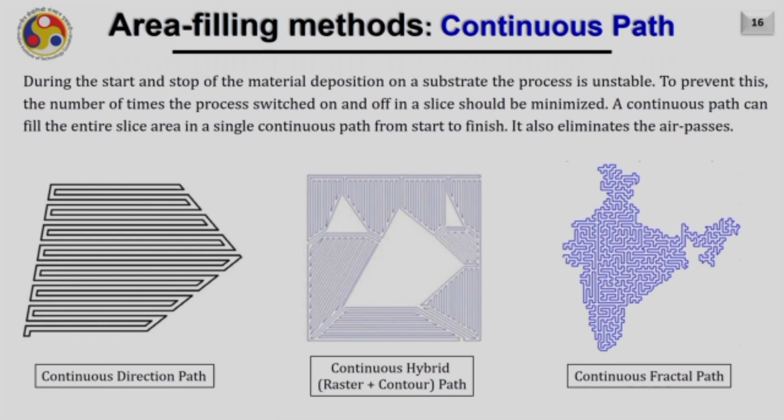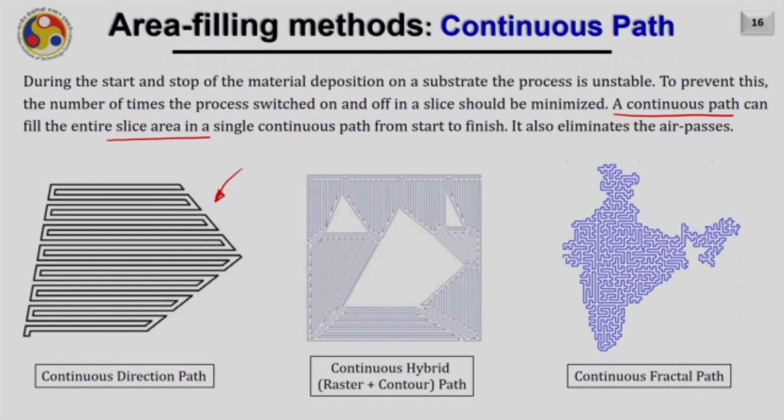the number of times the process switched off and on in a slice should be minimized. And if we have a continuous path, it can fill the entire slice area in a single continuous path from starting to finish, and hence we will have only switch on and off once. Such an example is shown here. This is a continuous direction parallel toolpath.